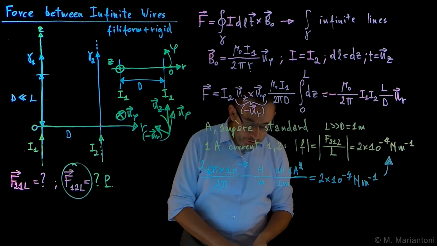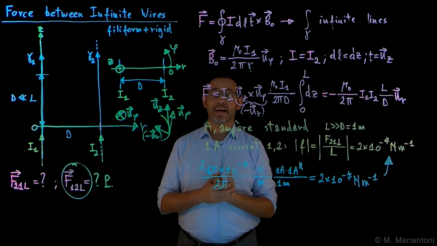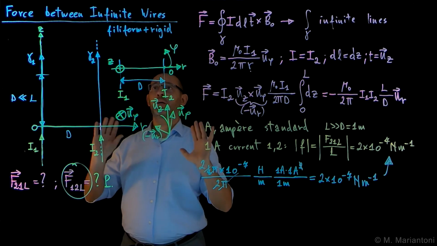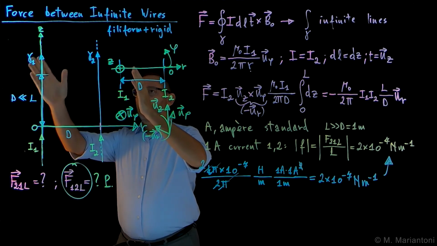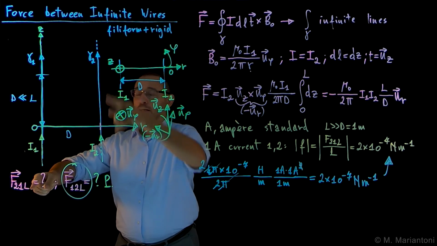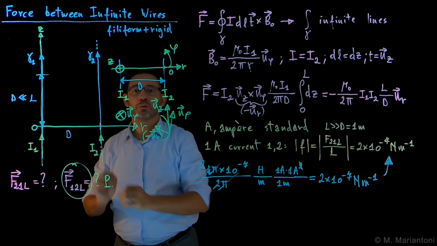And so to summarize this video, this is a very important example because it was used for a couple of 100 years as the standard for the ampere. It's the force between two infinite wires, filiform and rigid, gamma 1 and gamma 2, with steady currents I1 and I2. We want to find the force on the second wire 2 due to the first wire 1 for a length capital L much larger than the distance between the wires.